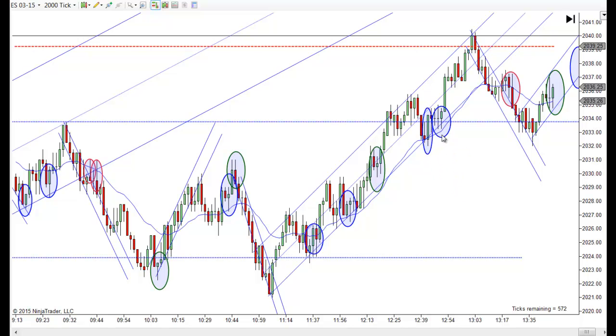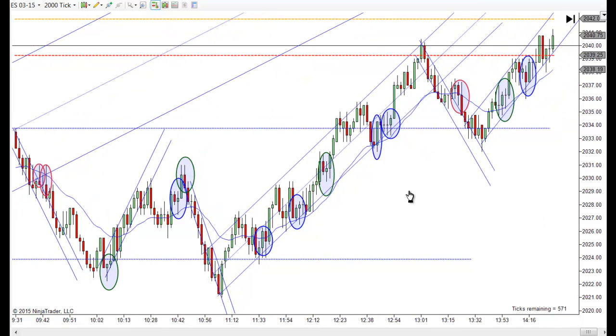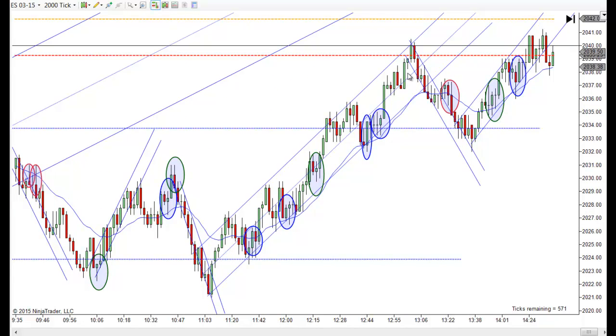And this is one where, notice how it broke lower right there and then gives you a second entry long counting off the low. This is one where you want to add on, and look at it go. Boom. Really nice trade.